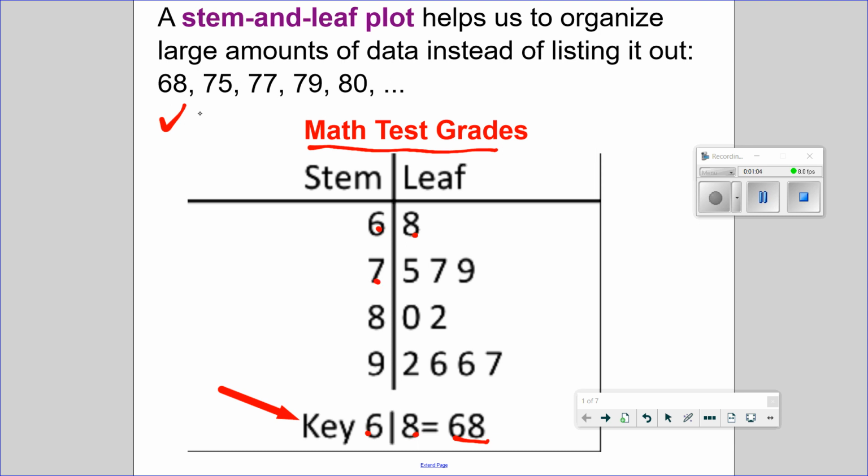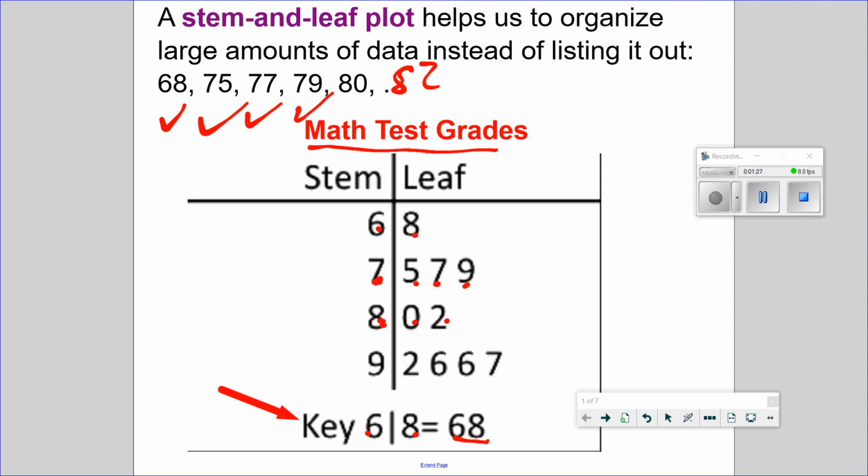7, 5. Someone got a 75. Tens place, 7. This is the ones place, 7. So someone got a 77. 7, 9. 79. So there are 3 grades in the 70s. How many grades are in the 80s? 2 of them. What do I mean by that? 8, 0 is 80. 8, 2 is 82.